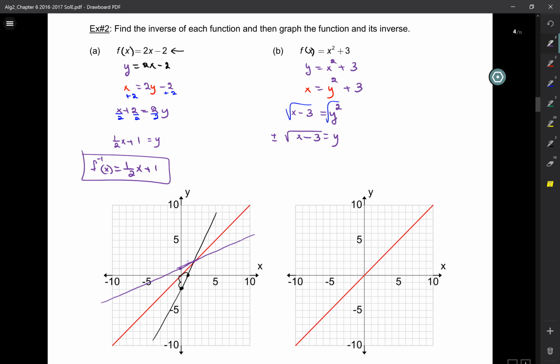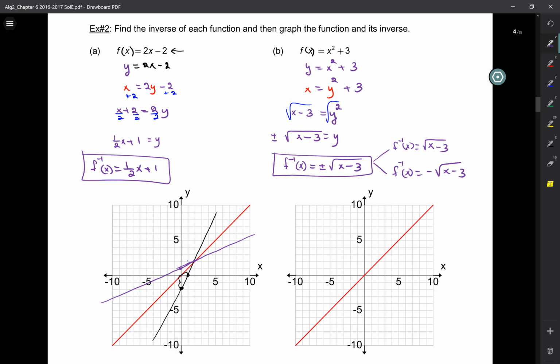Now, can I write this as f of x equals, f inverse of x equals? Well, not only can I do that, I have to do that. So that's my inverse. So the math really ends here, and then that last step is just to relabel. What does that mean? That means I have two functions. One of them is f inverse of x is root x minus 3. And the other one, f inverse of x, is negative root x minus 3.